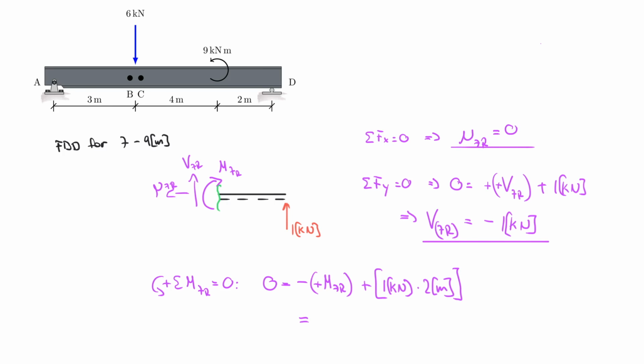And therefore, I now find that my M at 7 meters to the right is really equal to 1 times 2, right? So plus 2 kilonewton meters. And it's important that you get that right, because if you somehow messed up the sign here or the sign here or the sign here, you would not find it to be positive. And that is, of course, important in an engineering context for these problems.